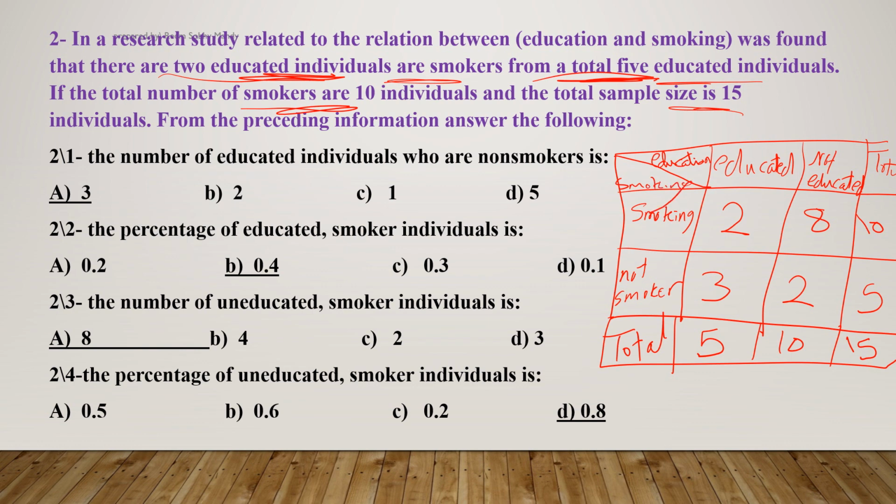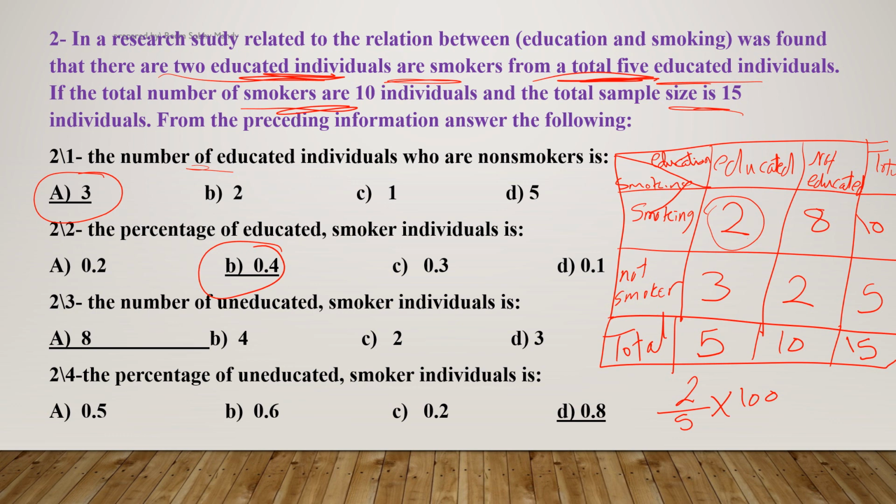The number of educated individuals. Question 1. The number of educated individuals who are unsmokers, so educated and unsmokers, this equals 3, so the correct answer is A. The percentage of educated smoker individuals is educated and smokers, which is 2 over 5 times 100, this equals 4%.